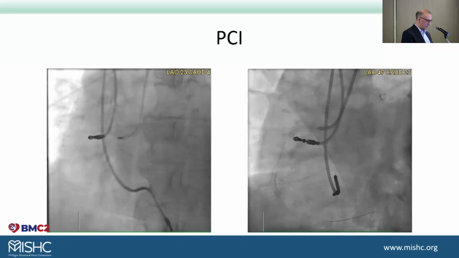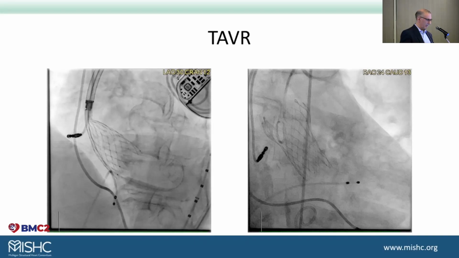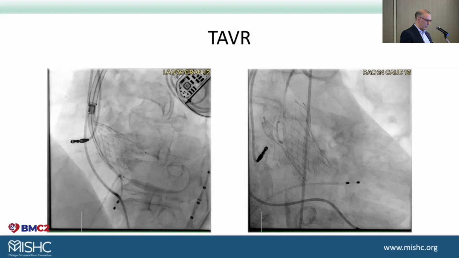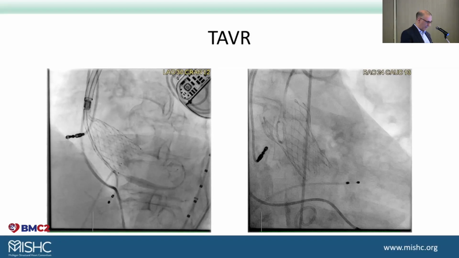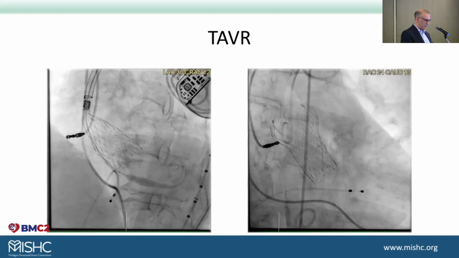I'm not going to belabor this too much. We did IVUS-guided stenting of the proximal and mid vessel, and then we implanted a TAVR valve. In this case, we implanted a 29 Evolut because we felt it was an ideal valve for her, and we feel comfortable engaging the coronaries.